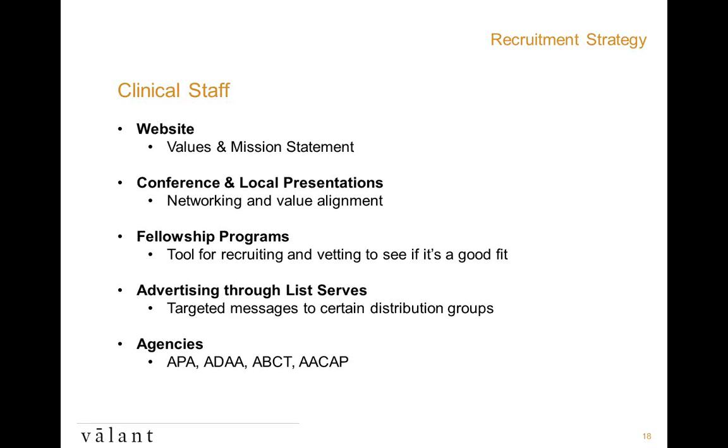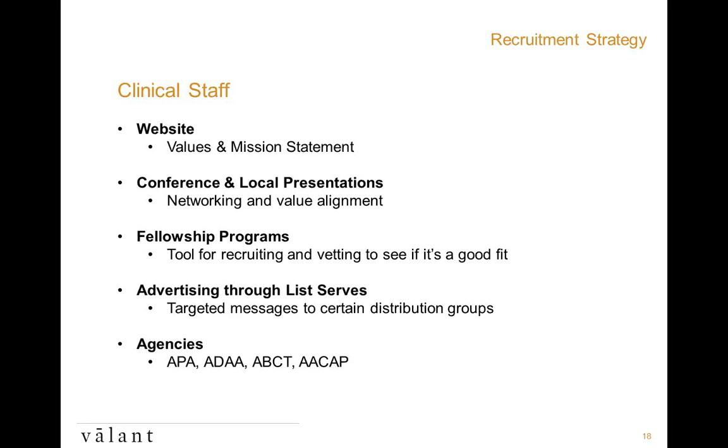And then you also have advertising through listservs. There's a number of different practices throughout the country that are contributing information to different listservs based upon your interests. I know that there's psychodynamic listservs, CBT-oriented listservs, DBT listservs, and based upon what your interests are, getting on those listservs and speaking to that audience to make sure that it's possible.